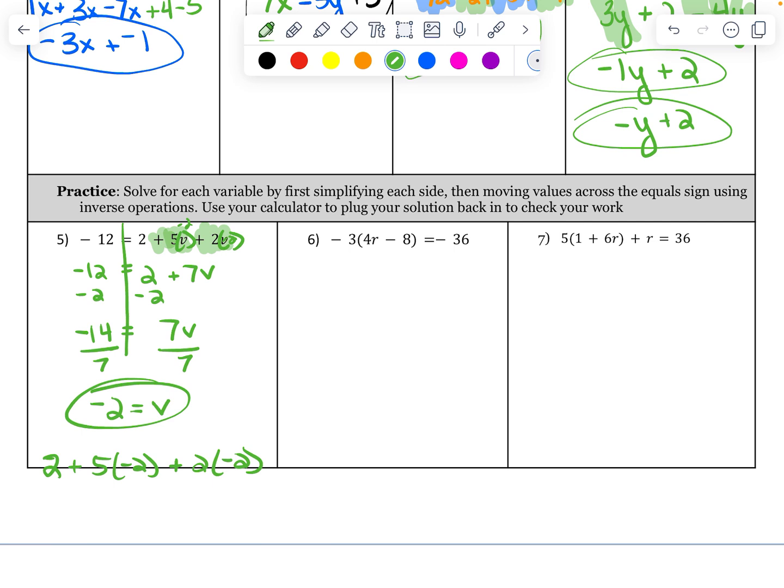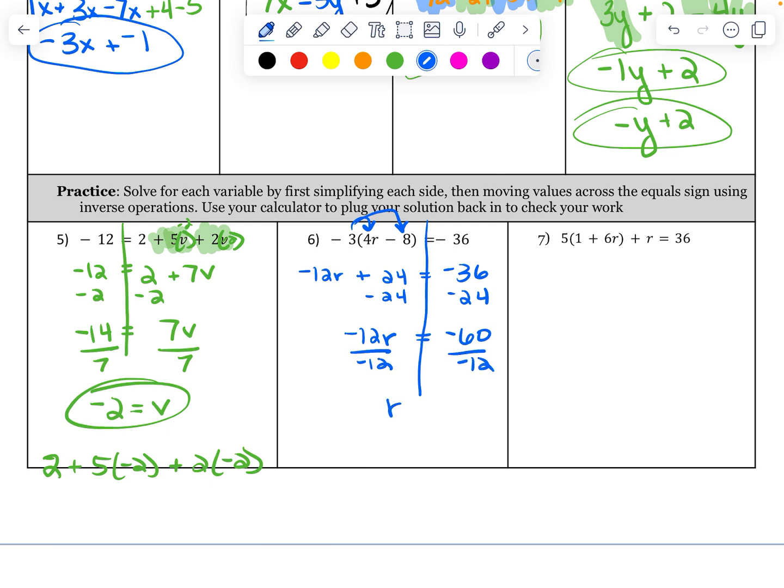Hope that helps. Alrighty. Looks like on this side we got to do some distribution. So I've got negative 12r plus 24 equals negative 36. All right, now let's get solving. Minus 24, minus 24, negative 12r equals, Miss Mayhew is being lazy, negative 60. Divide by negative 12, divide by negative 12, r equals 5.